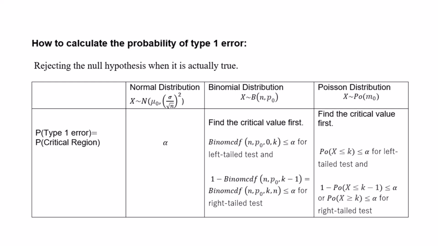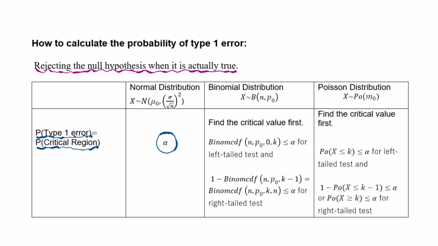How to calculate the probability of type 1 error. We know type 1 error is rejecting H0 when it's true. The probability of type 1 error equals the probability of the critical region. In normal distribution, this significance level alpha is the probability of type 1 error.